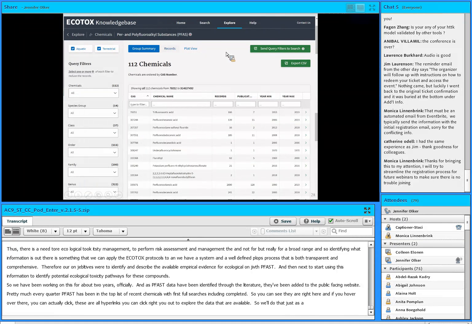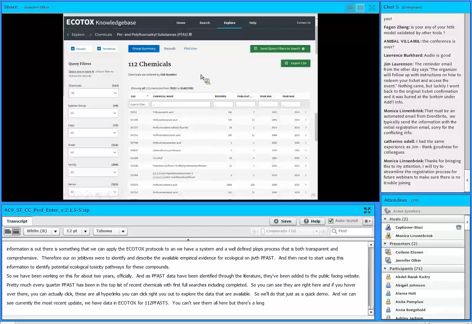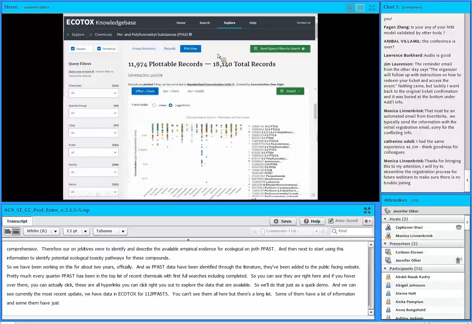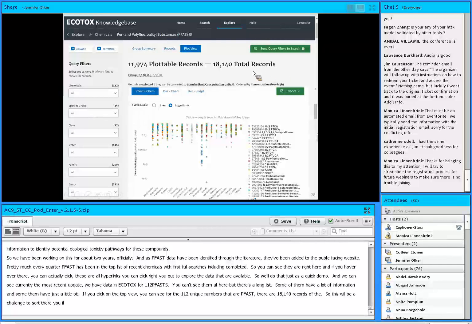And we can see that currently, so the most recent update, we have data in ECOTOX for 112 PFAS. Can't see them all here, but there's a long list. Some of them have a lot of information and some of them have just a little bit. We click on this plot view, we can see that for those 112 unique CAS numbers that are PFAS, there are 18,140 records. So this will be a little bit of a challenge to sort through if you just wanted to skim it all, browse it in an Excel file.